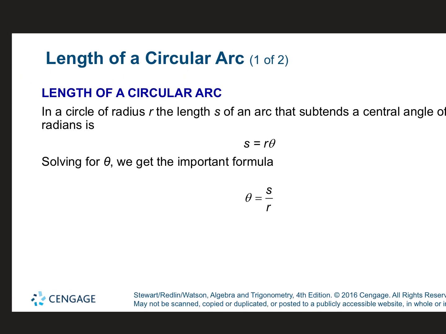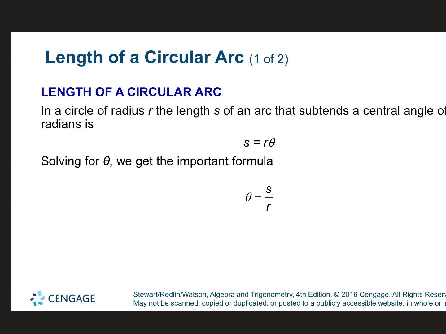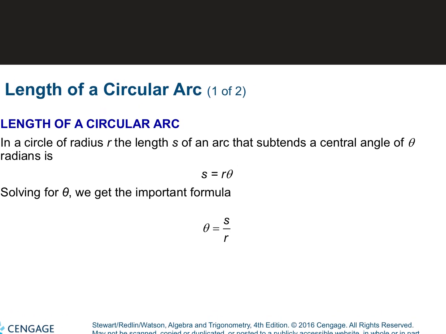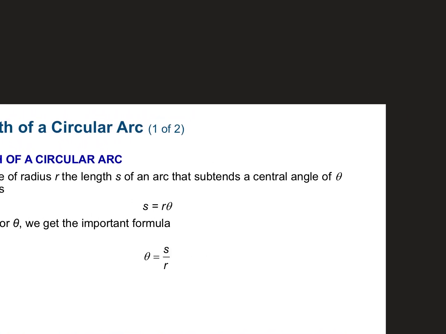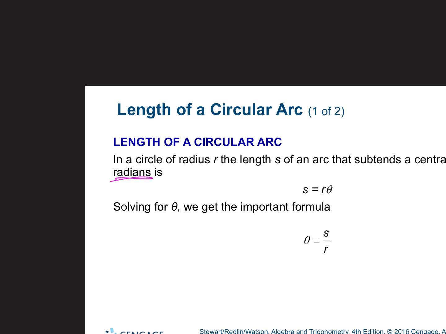All right. Length of a circular arc. Here's the formula. S equals R times theta. S is the circular arc. R is the radius. And theta is the angle measure that you're given. But what does it say, super important, about theta? What does theta have to be in? Radians.